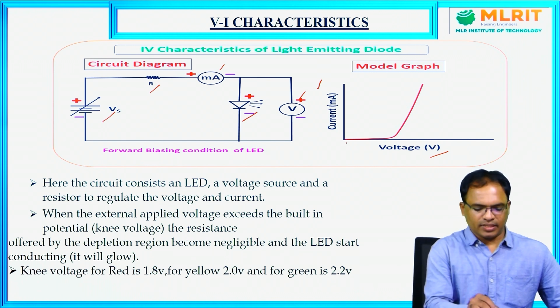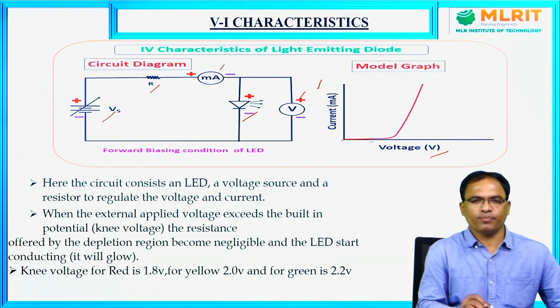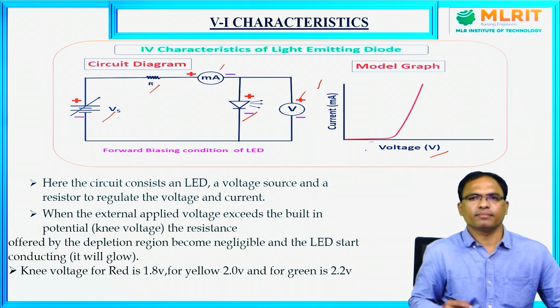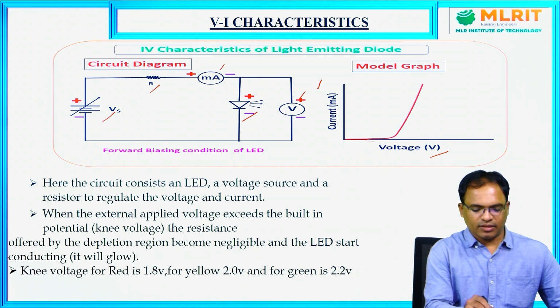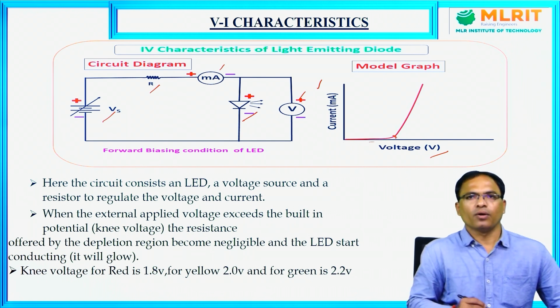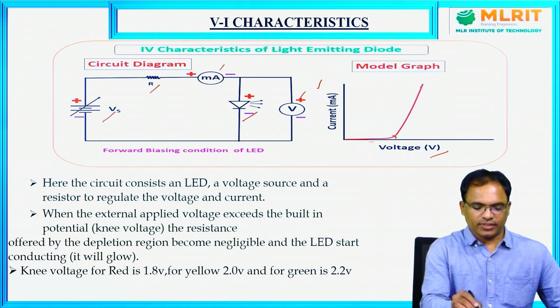From this curve we can say that when V equals 0, current is 0. When we increase the voltage, current remains almost constant, or it increases very slowly. At a particular voltage, current increases all of a sudden. The voltage at which it happens is called the knee voltage.